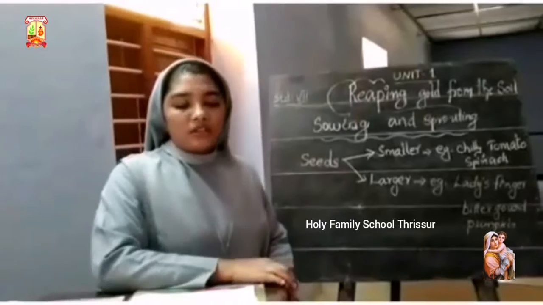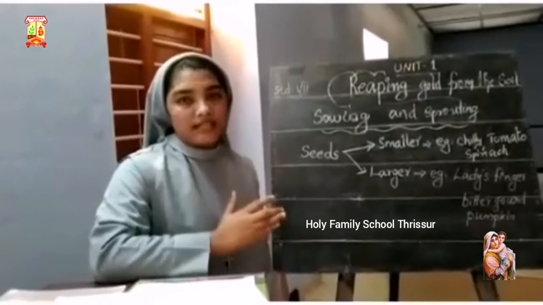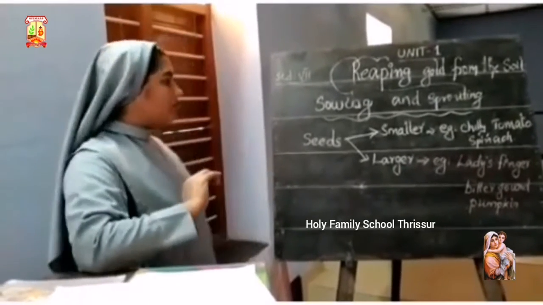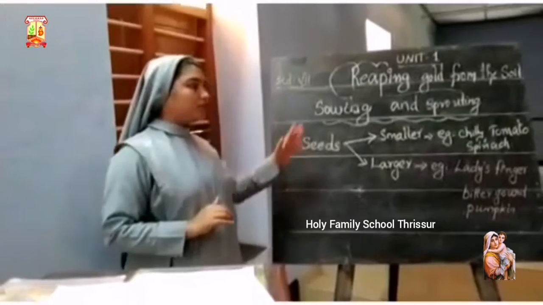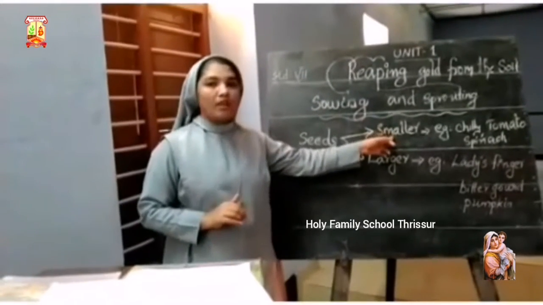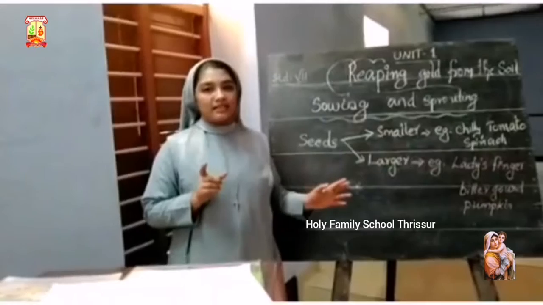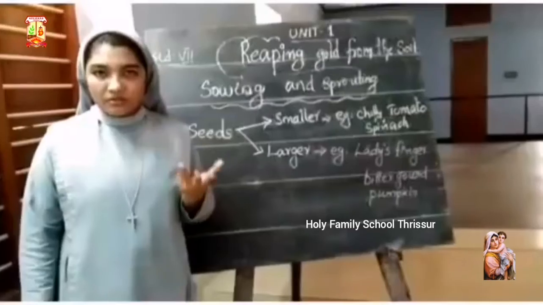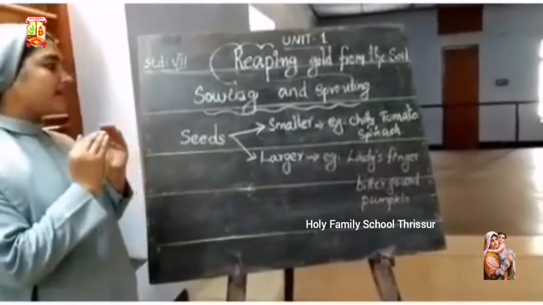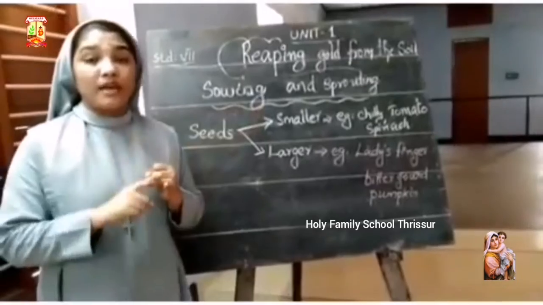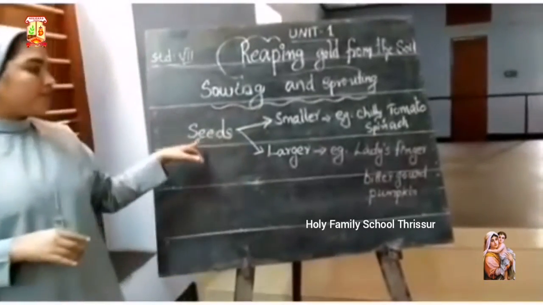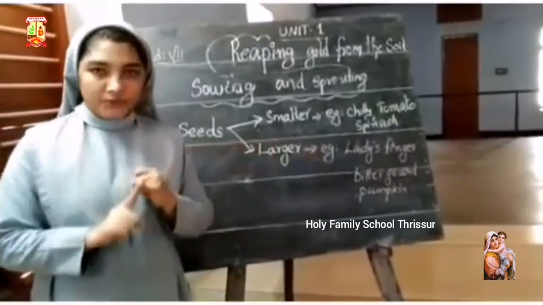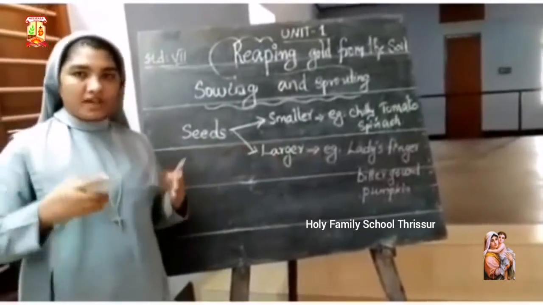Okay. Now, for selecting seeds we have to consider whether they are good quality or not. In the case of seeds, there are usually two types: one is smaller in size and another is larger in size. Smaller sized seeds are chili, tomato, spinach, etc. Larger sized seeds are lady's finger, bitter gourd, pumpkin, ash gourd, like that.